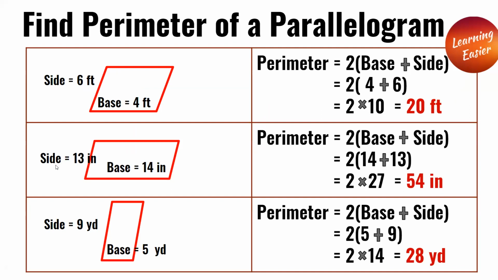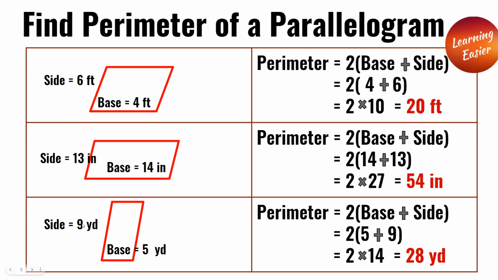In the second parallelogram, the side is 13 inches and the base is 14 inches. 2 times 14 plus 13. 14 plus 13 is 27. 2 times 27 is 54 inches. 54 inches is the perimeter.